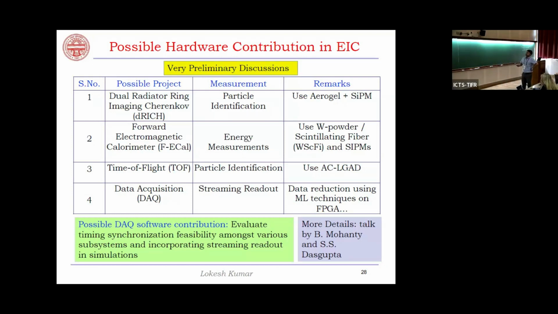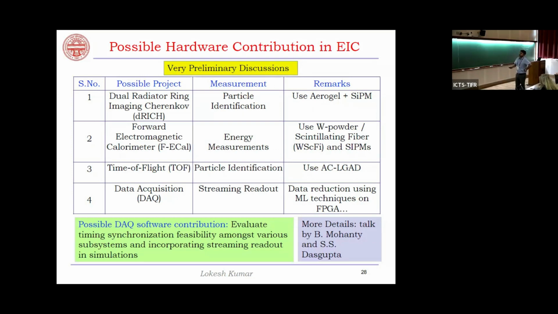Now I'll point out something that I think we will also discuss in today's meeting: we have had very preliminary discussions about possible hardware contributions to the EIC. We are interested in a dual radiator ring imaging Cherenkov detector for particle identification, which would use aerogel and silicon PMs. We are also interested in the forward electromagnetic calorimeter for energy measurements, using tungsten powder, scintillating fiber, and silicon PMs.